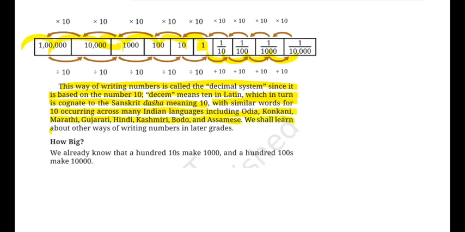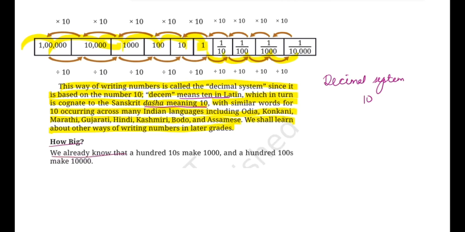We shall learn about other ways of writing the numbers in later grades. Basically, this system in which we use 10 as our base is called a decimal system. And why is it called a decimal system? Because decim in Latin means 10. And also in Sanskrit it is called dasa, which is again meaning 10. So this is our decimal system in which we use 10 as our base. Right? If you go left, we keep multiplying by 10, if we go right, we keep dividing the numbers by 10.